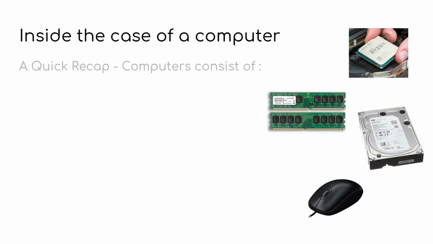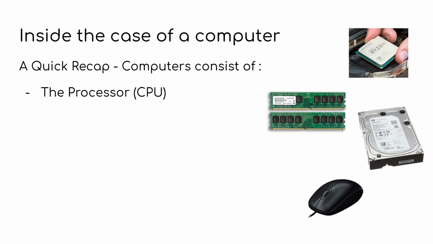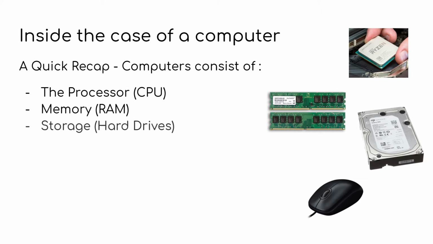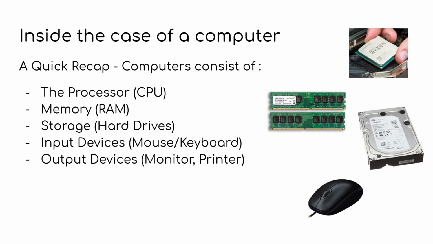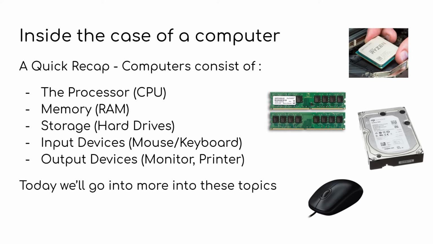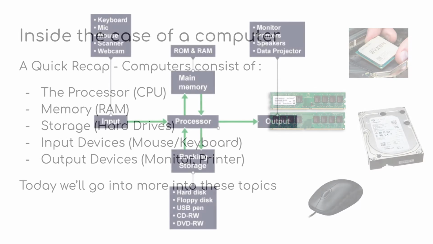Just a quick recap from the last section, module 2.1, basic concepts of computing. Computers consist of the processor or the CPU, memory or RAM, storage in terms of hard drives, input devices such as mice and keyboards, and output devices such as monitors and printers. Today we're going to go into a bit more detail about each of these topics. So let's get to that.